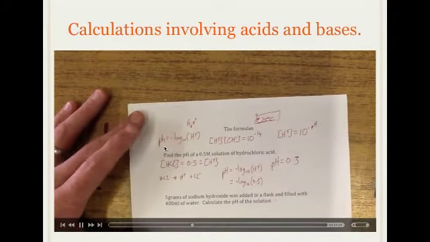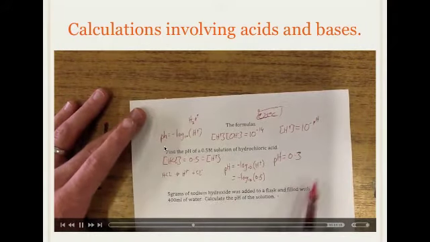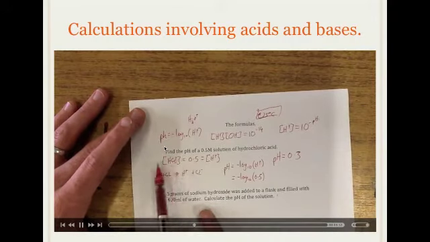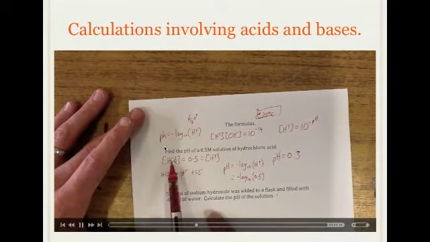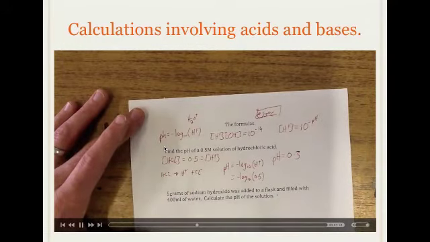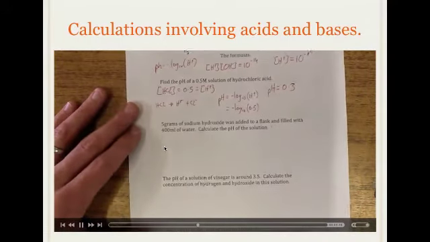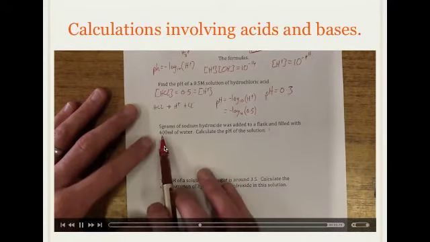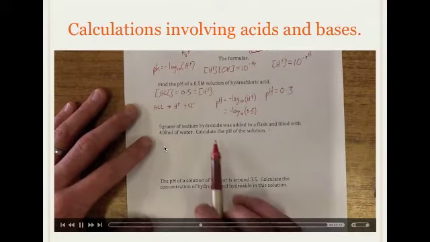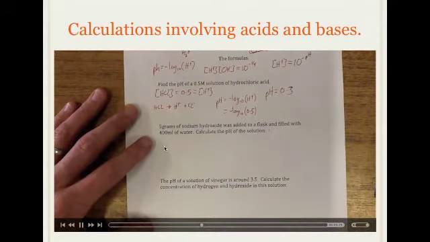Now, notice the main thing in this, we needed to know that hydrochloric acid broke up into one hydrogen, so therefore the concentration of this was equal to the concentration of that. Next one, sodium hydroxide is added to a flask and then filled with 400 ml of water. We're going to find the pH of this solution.